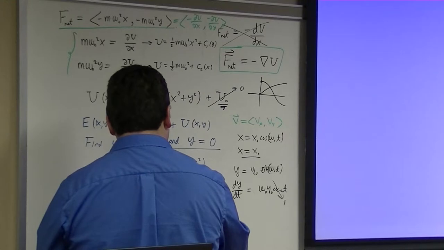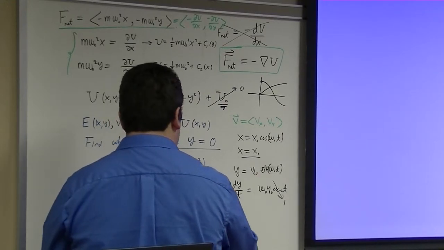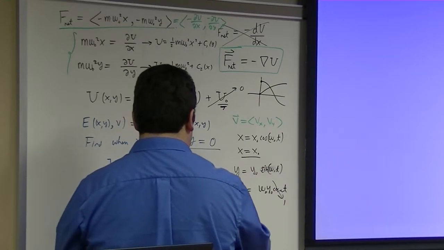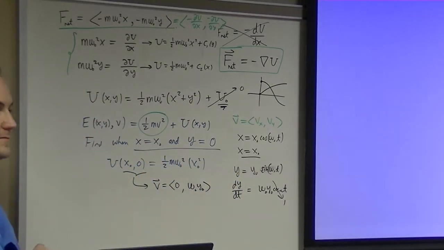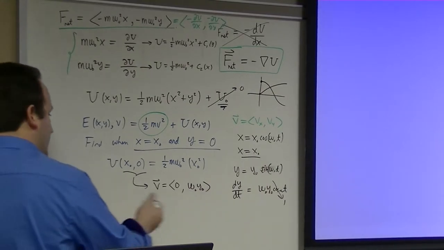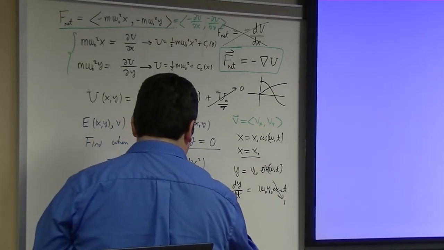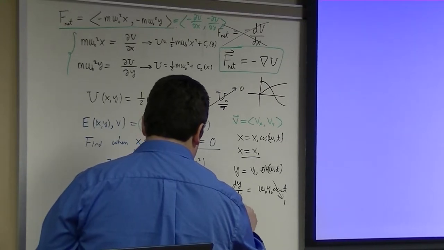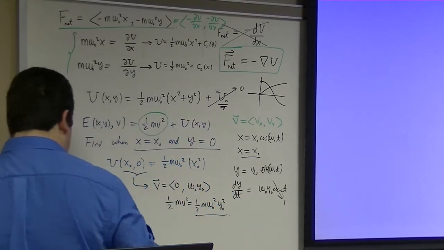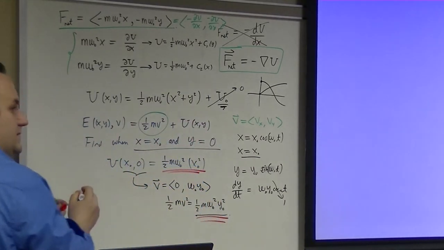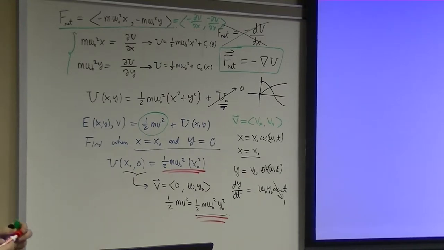I can figure out that the velocity, in fact, is zero in the x direction, and it's maxed out to omega naught y naught in the y direction. That's not immediately obvious, but you can reason it out, right? And then that makes the kinetic energy 1/2 mv squared just equal to 1/2 m omega naught squared y naught squared. So then you have to add this guy and that guy together to get the energy. And I think similar reasoning is needed for the last part.